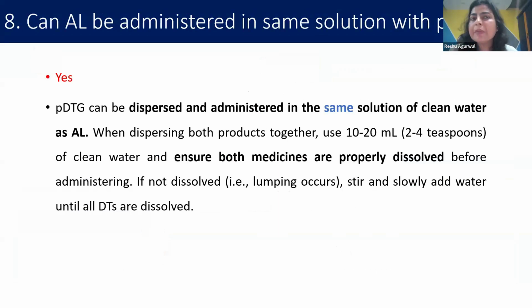Can AL be administered in the same solution with pediatric DTG? Dr. Rohini already explained about this. So yes, you can use it in the same solution whenever, once a day, the child would be taking DTG with AL, and the second time it would be only AL if we are using a 60/30 tablet. In such cases, when DTG has to be given along with AL or ZL, it can be prepared in the same solution or at one go.